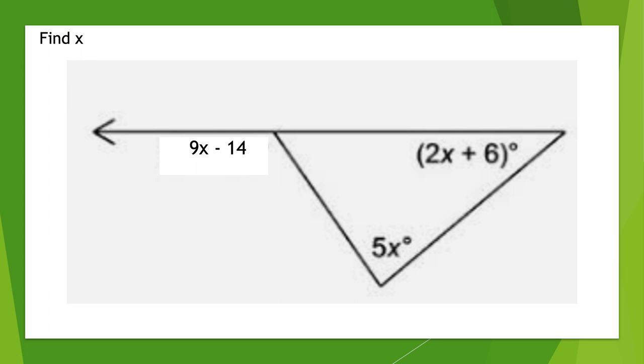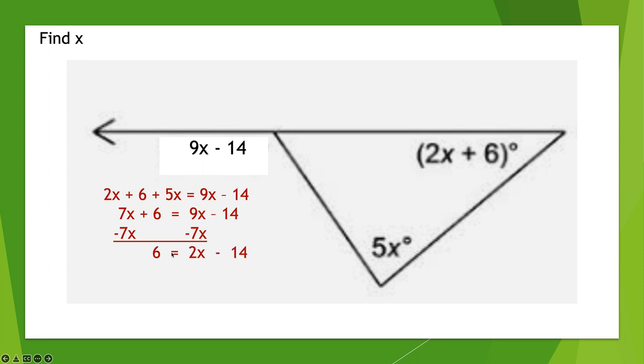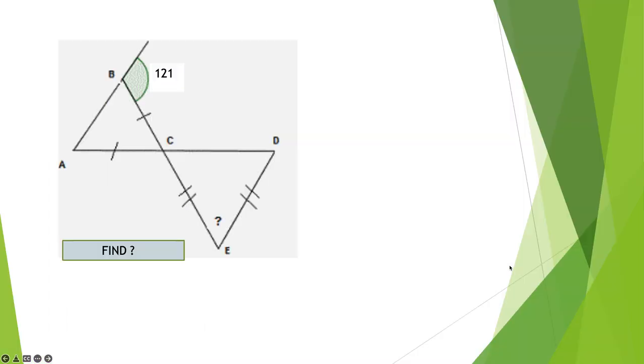So what we have here is the measure of an exterior angle. Here it is on the outside, 9x minus 14, equals the sum of the 2 remote interior angles. So the 2x plus 6 plus the 5x have to add up to 9x minus 14. Same side, same operation. Let's combine those like terms. 5x's and 2x's are 7x's, plus 6 is 9x minus 14. Always start by subtracting the smaller number of x's. So 6 is equal to 2x minus 14. Adding 14, 2x is 20. Dividing, x is 10. The problem only says find x. I'm done.